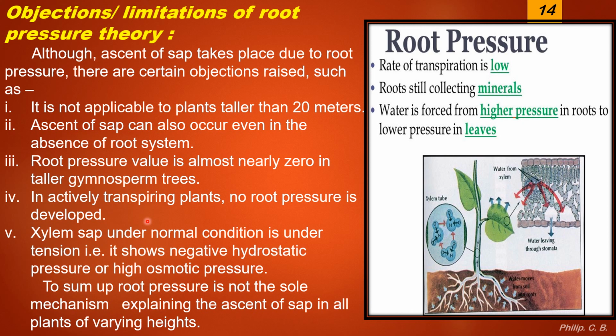Next, xylem sap under normal condition is under tension. That is, it shows negative hydrostatic pressure or high osmotic pressure. That is, under normal condition it is under tension. To sum up, root pressure is not the sole mechanism explaining the ascent of sap in all plants of varying height. That means root pressure cannot be the only reason or only theory. There may be some other process in different types of plants, of different lengths, varying in height.